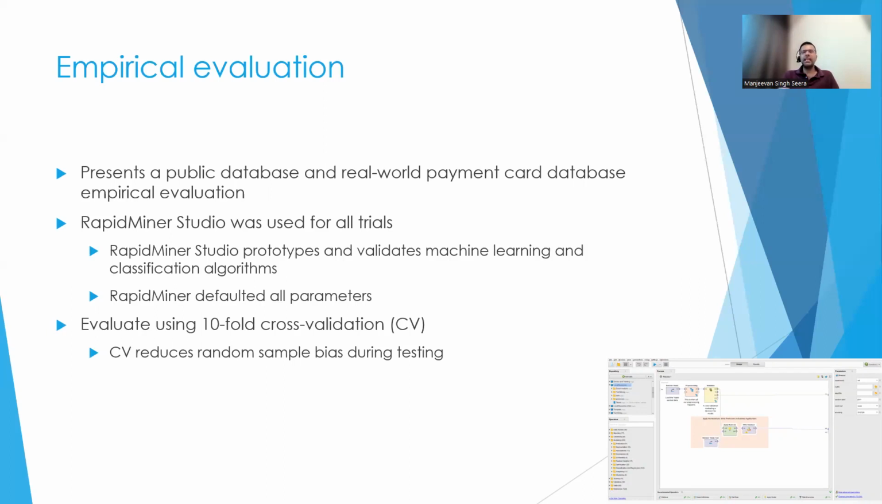It basically can do the prototyping and validating of the algorithms quickly. And all of the parameters for each of the algorithms were used as default. Whenever there is any experiment, there might be bias in each algorithm. So in order to eliminate that, a tenfold cross-validation was used across all of the algorithms.